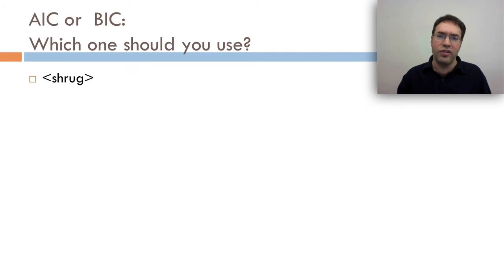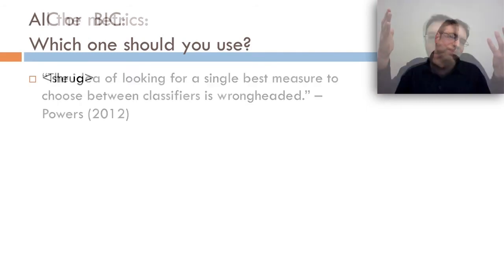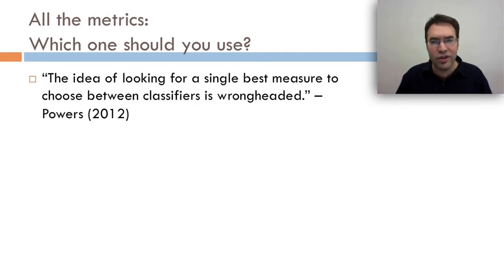So AIC or BIC, which one should you use? Powers says that the idea of looking for a single best measure to choose between classifiers is wrong-headed. And I would say the same is true about regressors. Regardless of what kind of model you're building, try to understand your model across multiple dimensions, and that involves using multiple metrics.